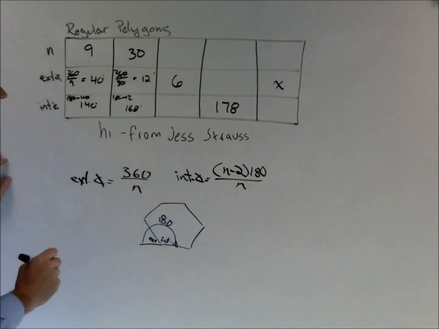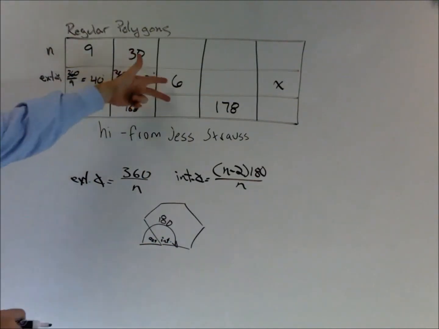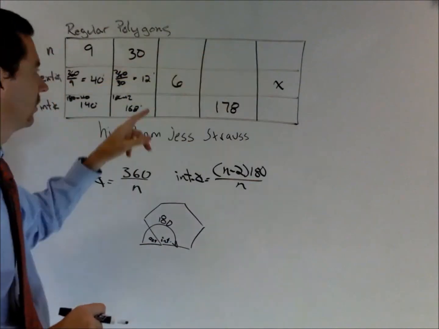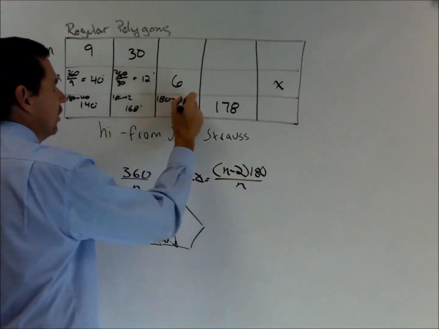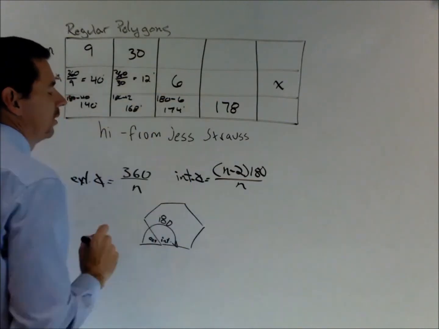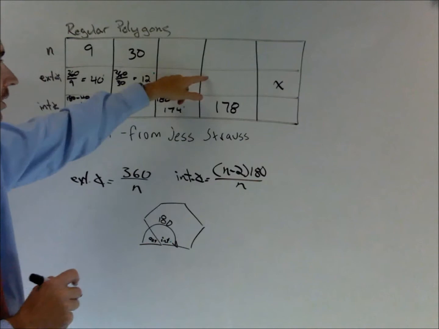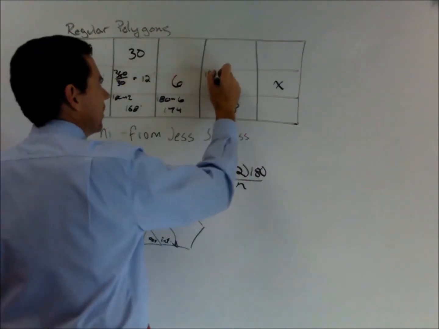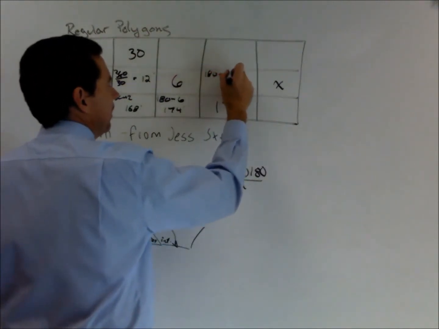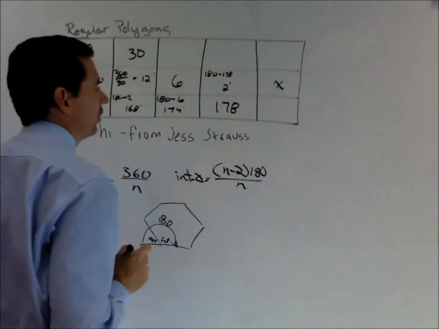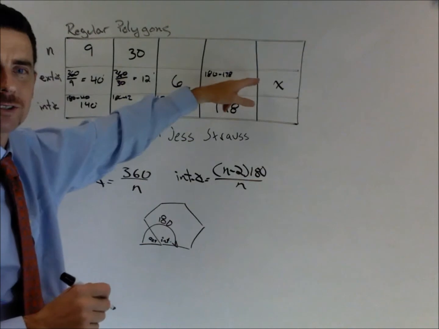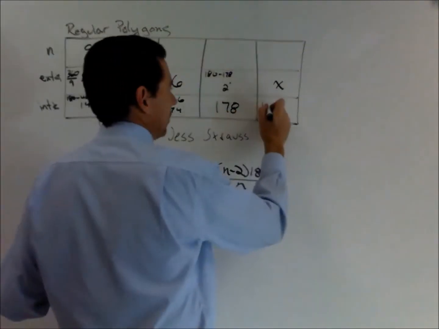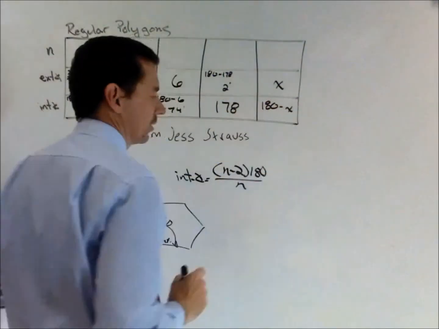168. Now, how do I work backwards from here? They give me the exterior angle. Again, these two always have to add up to 180, right? So if that's 6, this is going to be 180 minus 6, which is 174. If this is 178 degrees, this is going to be 180 minus 178, which is 2 degrees. So in general, if the exterior angle is x, then the interior angle is simply going to be 180 minus x.